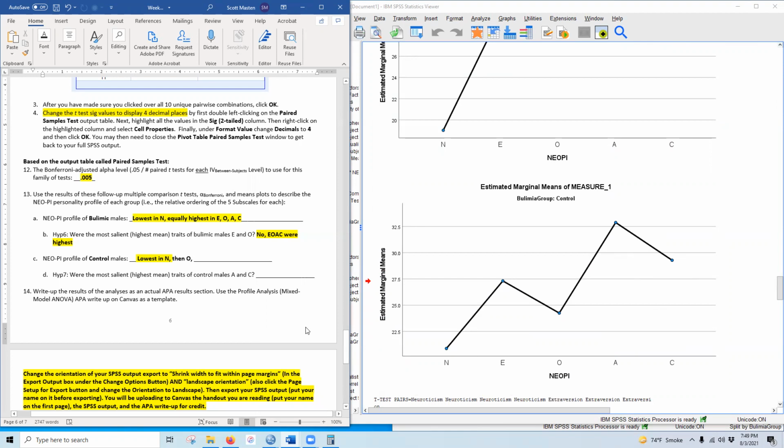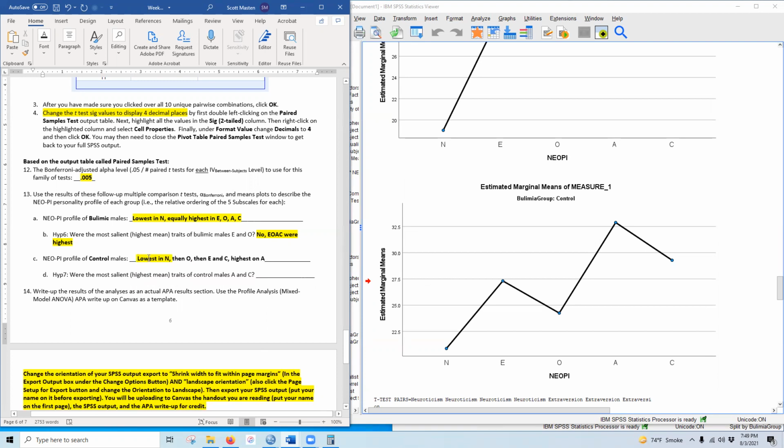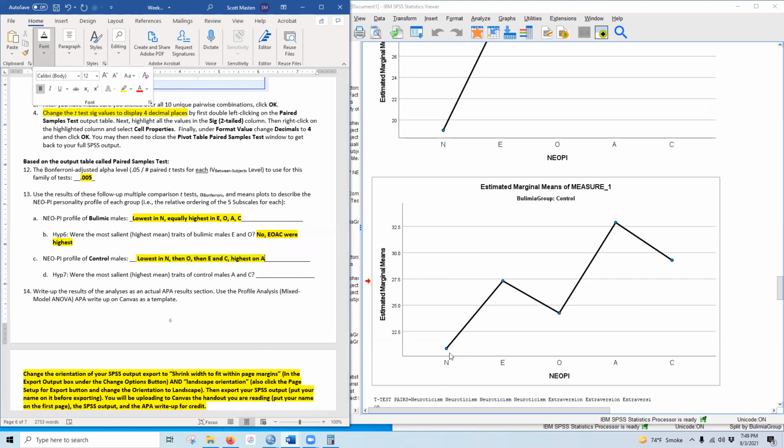So what do we do now? Well, we got to make sense of this. So E was lower than A. E was equal to C. C was also lower than A. So the next level is E and C. So lowest on N, then O, then E and C, and then highest on A. That's what all this means. This is their personality profile. Lowest on N, then next highest was O, then they're equally next highest on E and C, and they're highest of all on A, agreeableness.